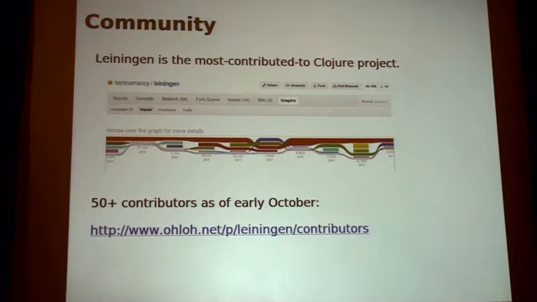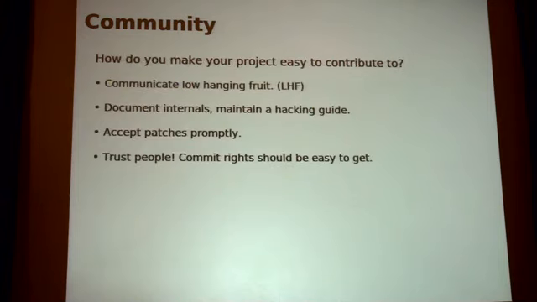Leiningen is the most contributed to closure project. Over 50 contributors. Here's a little rainbow of awesome commits coming in. So I'd like to talk a little bit about how that works, why I think that's happened. Maybe some general principles there for you to use in your own projects. What can you do to make your project easy to contribute to? I think that's a really important goal to have in mind.